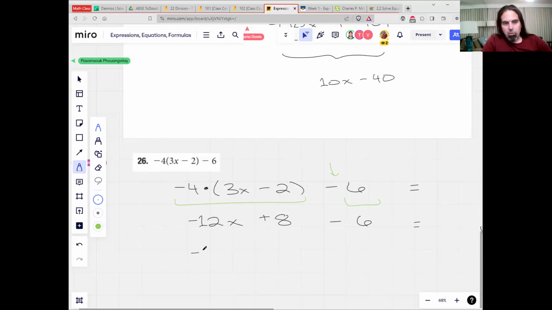So -12x +8 minus 6. If I have 8 and I get rid of 6, well, now I'm down to only 2. And I'm going to get rid of my equals because they're actually not asking us to do that yet. They just wanted to simplify it.